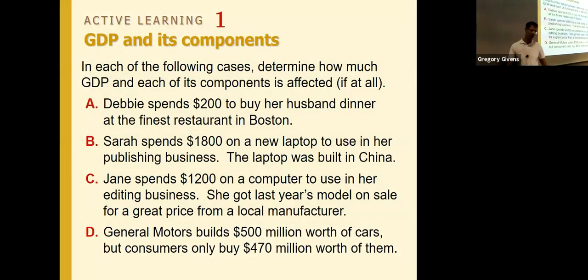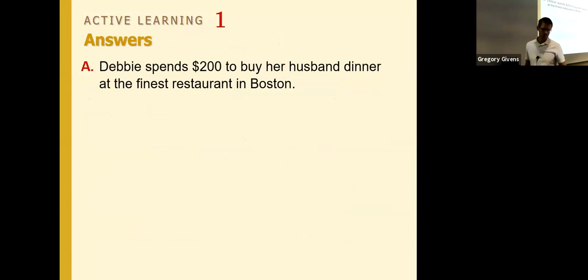Pretty straightforward. Let's do a quick practice exercise to test your understanding of this stuff so far. In each of these cases, I want you to tell me how much GDP and each of its components is affected, if at all. Suppose that Debbie spends $200 to buy her husband dinner at the finest restaurant in Boston. What is the impact on gross domestic product and what category of GDP is affected, if at all? Neff?